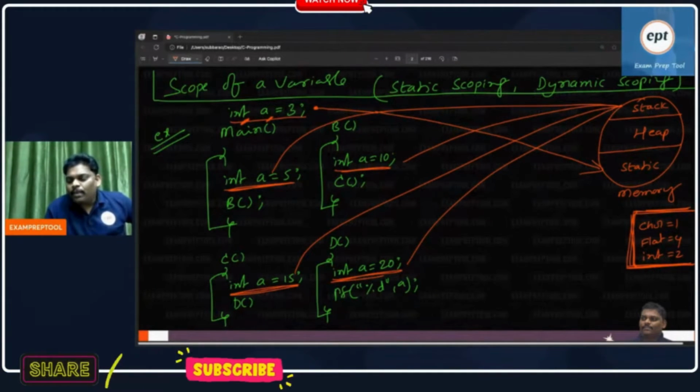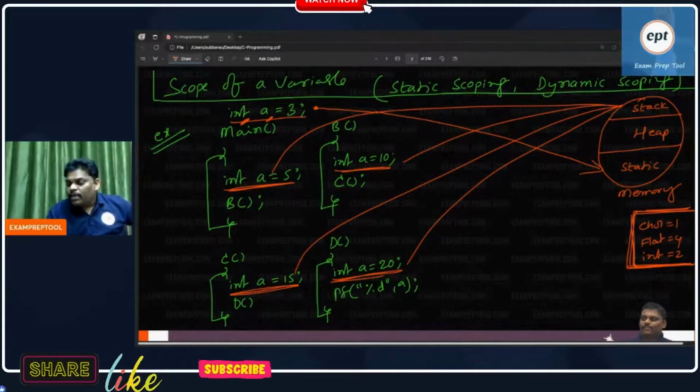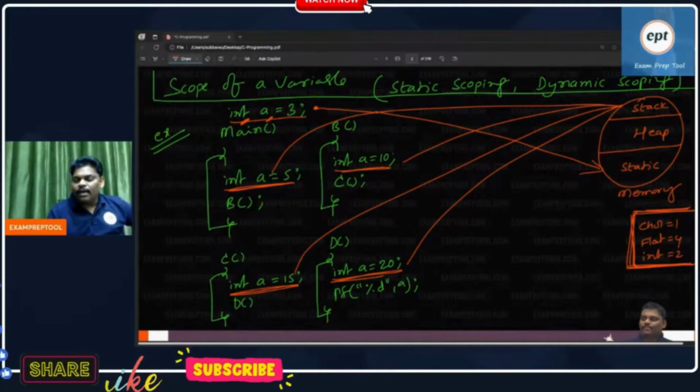Is there anyone who can help me: to whom will memory be allocated in the heap area? Can anyone guess? Local variable memory is in the stack area, that is okay. Global variable memory is in the static area, that is also okay. For whom is the heap area? If you create a variable using the malloc function, memory will be allocated in the heap area.